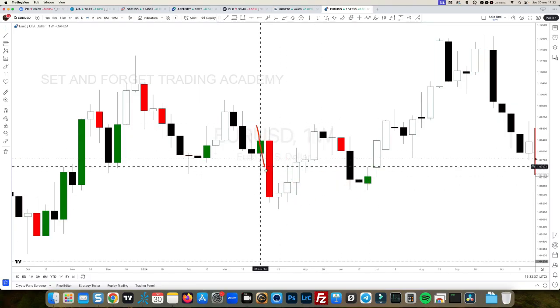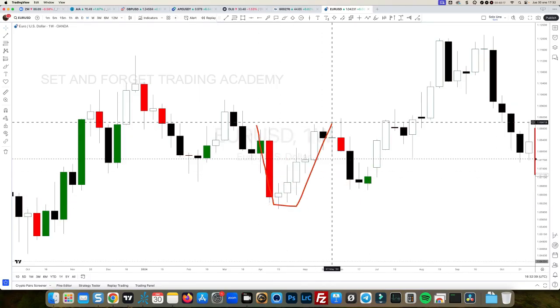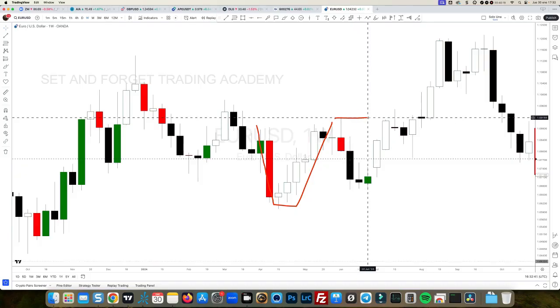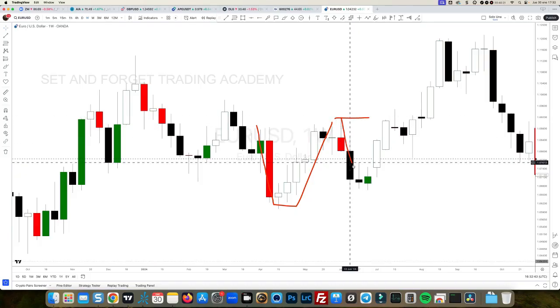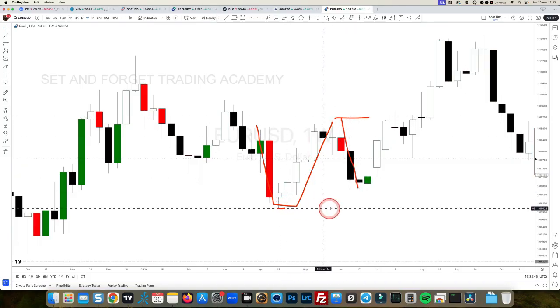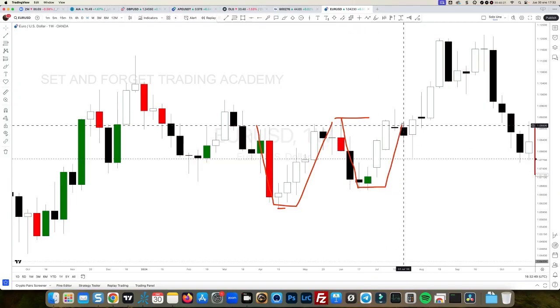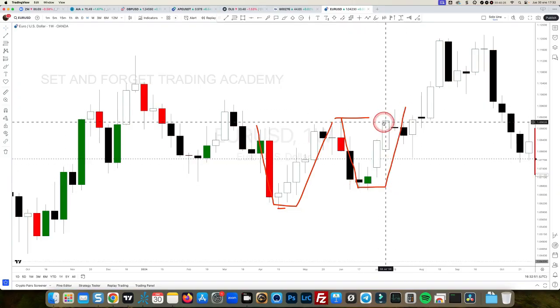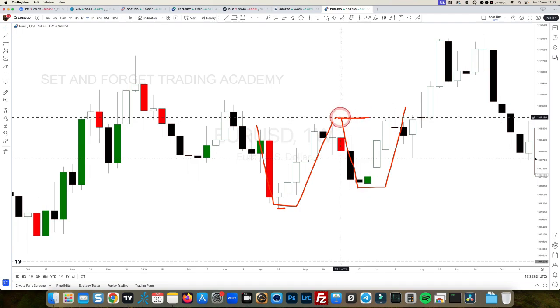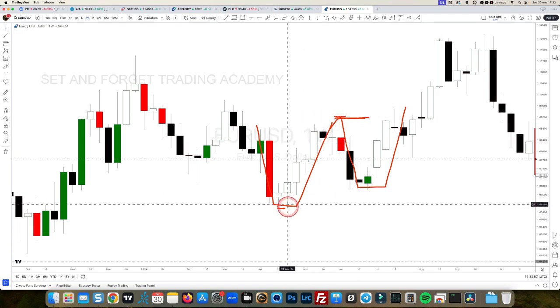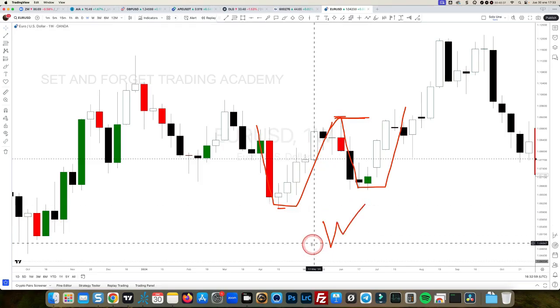So this valley, leg in, base, leg out, prints this high. We need another leg in that doesn't go below the previous valley. That is true. Basing a structure, and then we've got another leg out that goes above the previous valley's leg out. So this complies with the rule.